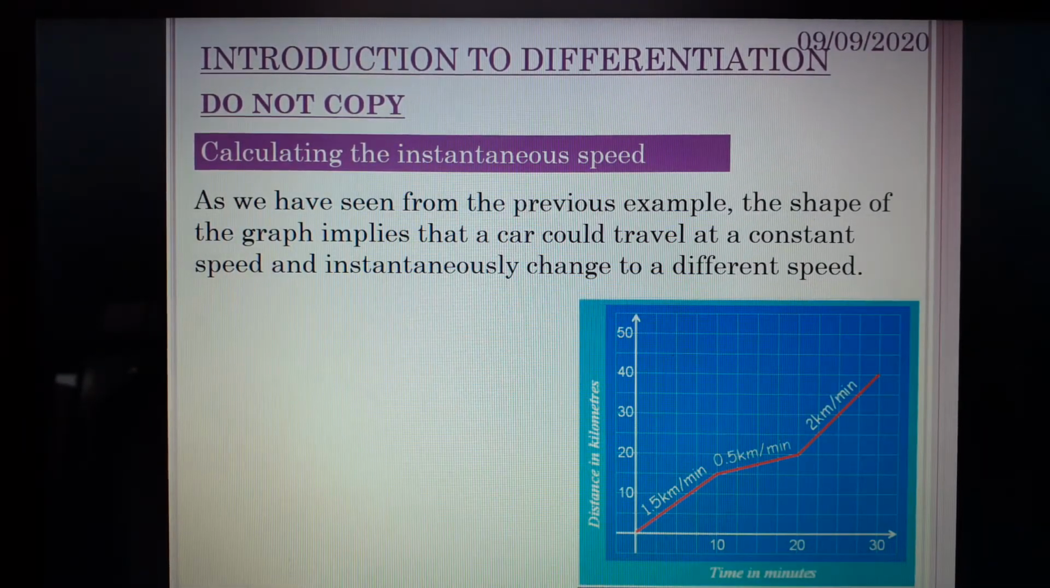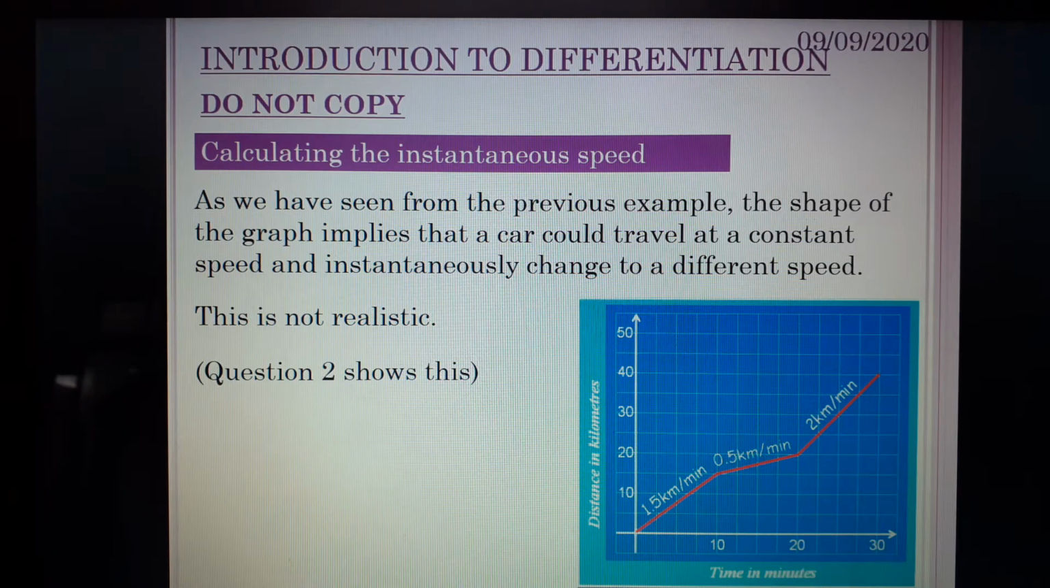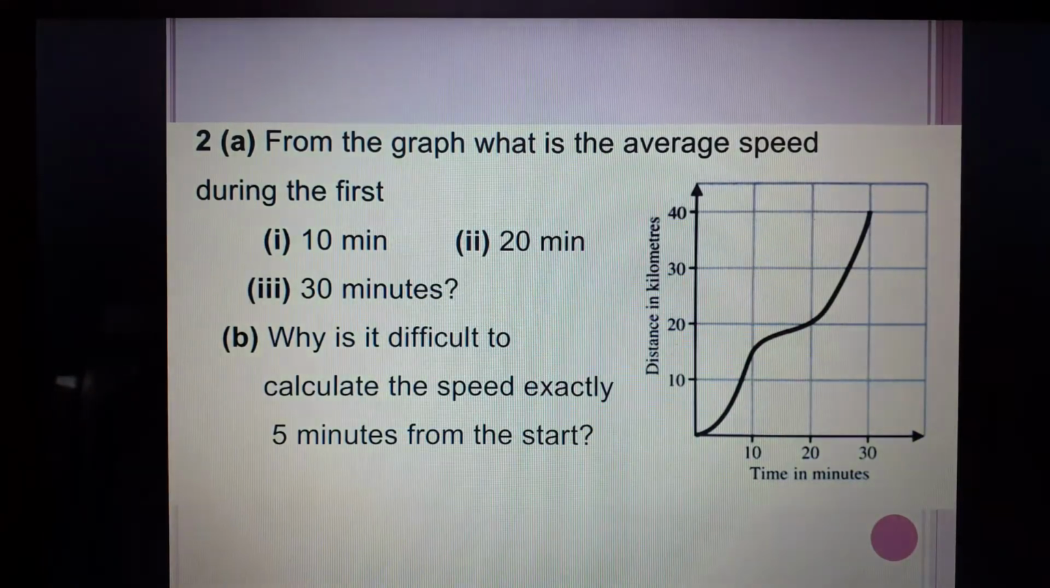Now, as we have seen from the previous example, the shape of the graph implies that a car could travel at a constant speed and instantaneously change to a different speed, but that's not the way it happens, is it? So we're going to be looking at question 2 in exercise 6a to show this. Now that's question 2 of exercise 6a.